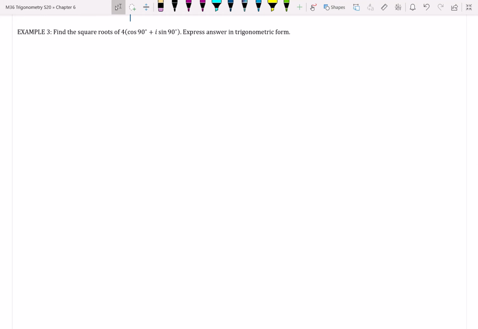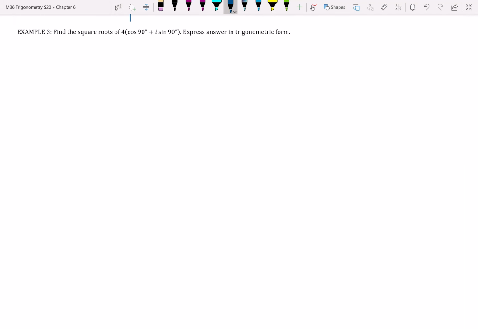So let's try another example using the Moivre's theorem. So this one, again, the examples are going to have directions in different formats. That way you can see all the different ways that you could be asked to do the same thing.